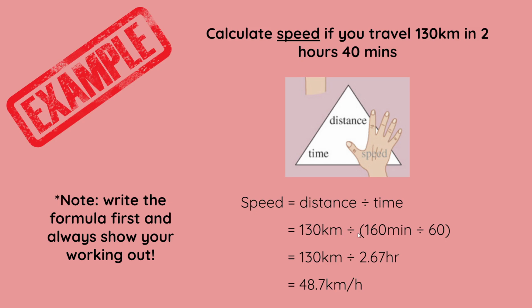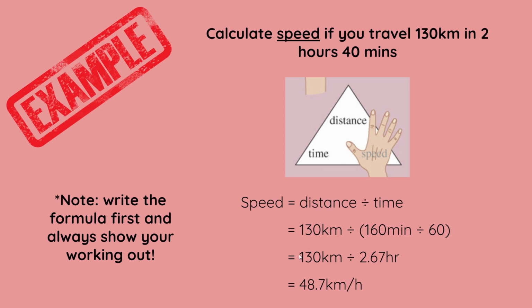Okay, divided by time. So I have got 2 hours, 40 minutes. That's a combination of 2 different units, so I need to convert it all into minutes. So 2 hours is 2 times 60 minutes, so that's 120 minutes, plus 40. So that's how I get this 160. 160 minutes, and I want it to go to kilometers per hour, so I'm going to divide it by 60 to get my decimal of how many hours it is. So 160 divided by 60 is 2.67 hours.